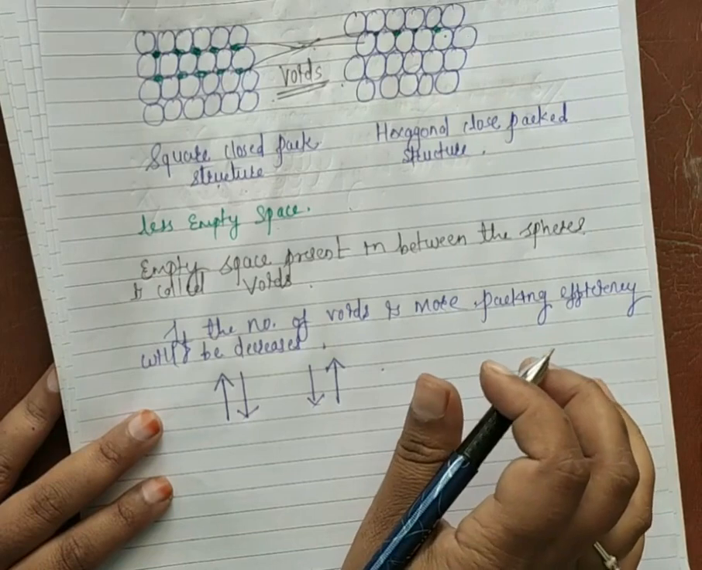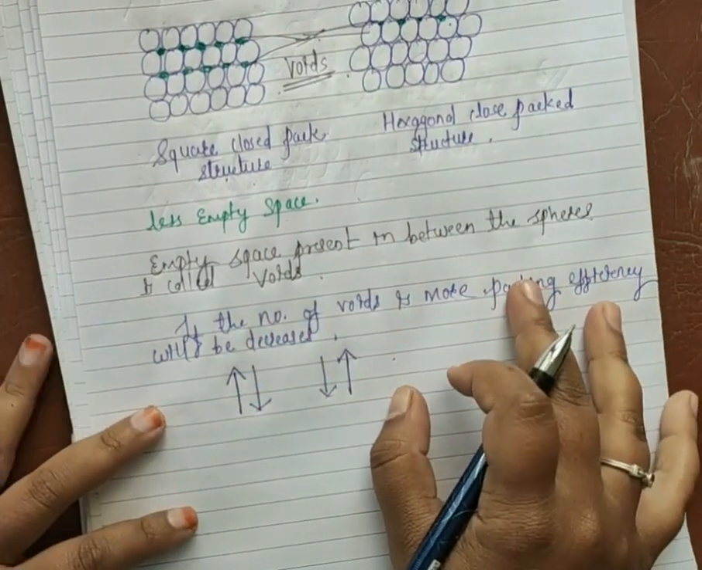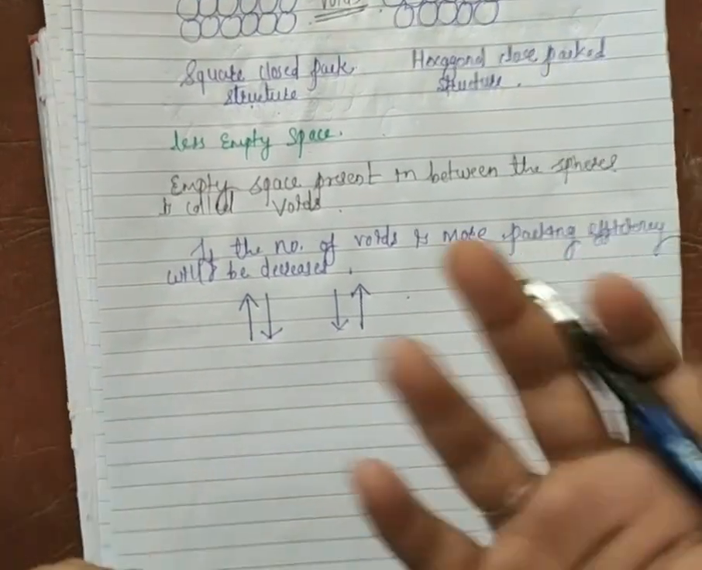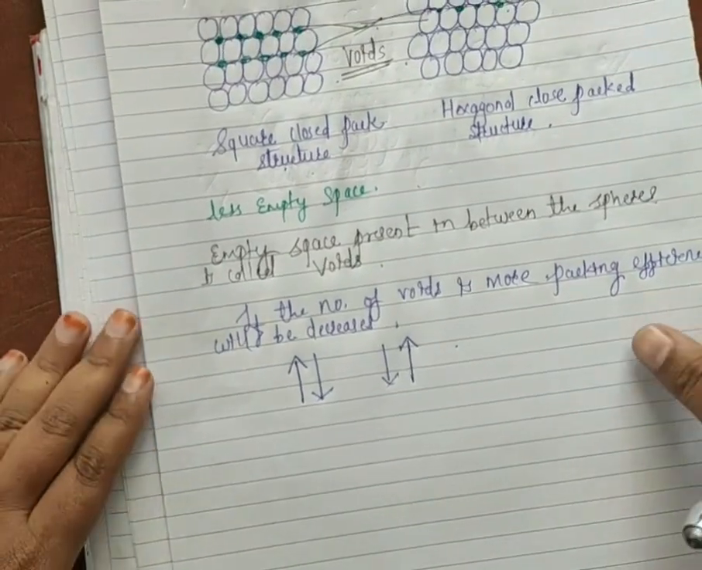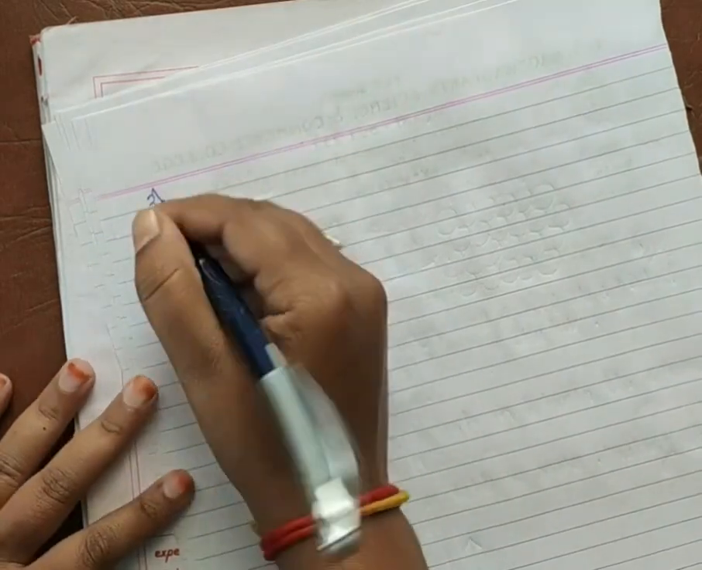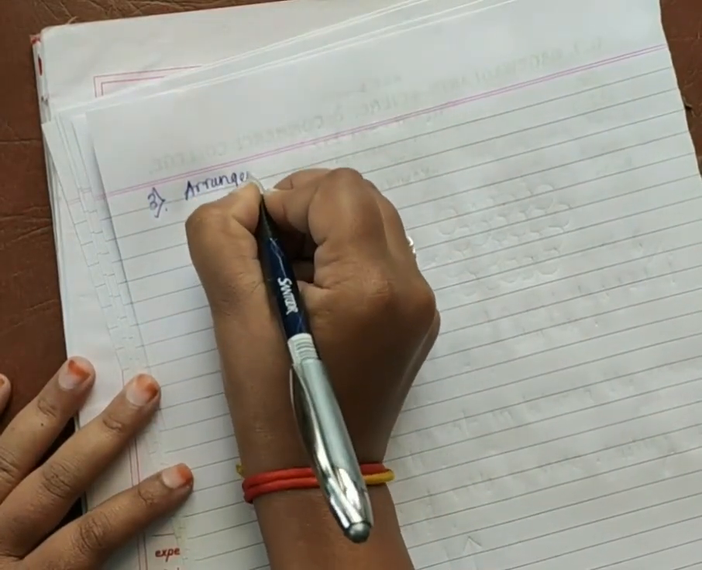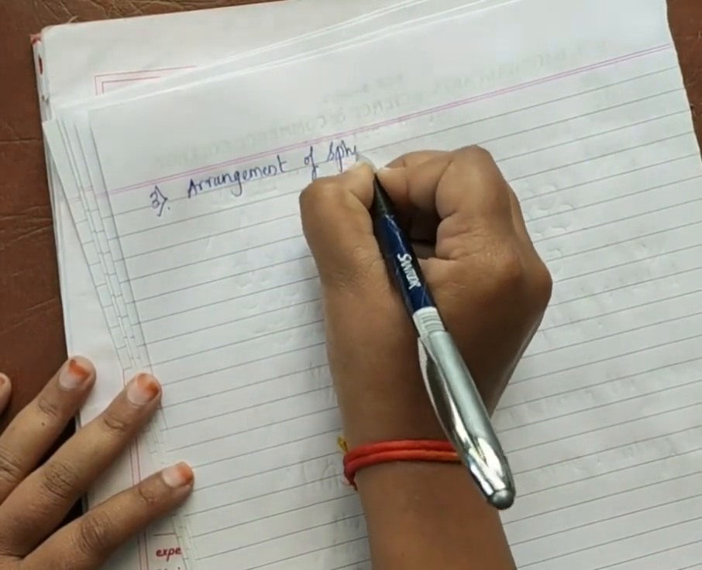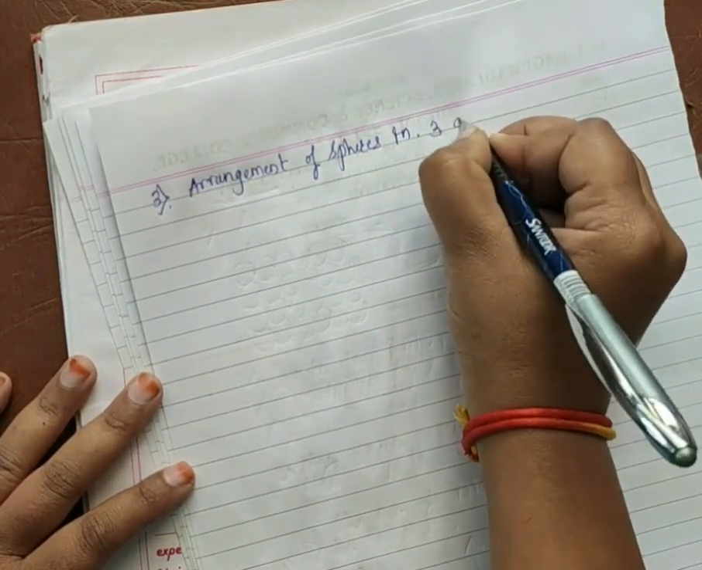Only this much. Okay, you must be wondering what is meant by packing efficiency. About the packing efficiency, it will be discussed later. Now we'll move towards the next part, that is the arrangement of spheres. The third part will be the arrangement of spheres in three-dimensional.